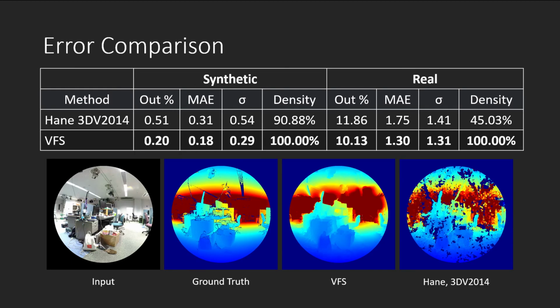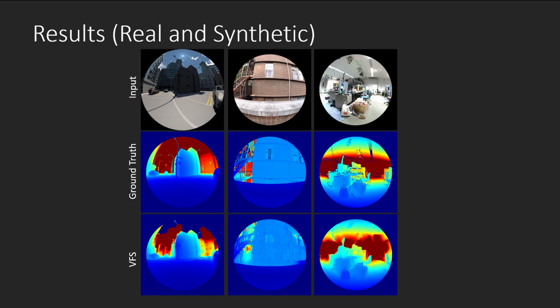We compare our method with the non-rectified sparse method by Hane. In all the datasets, we achieved complete depth density with lower error in both the erroneous pixel measure and the mean absolute error. Here are more qualitative results of our method.